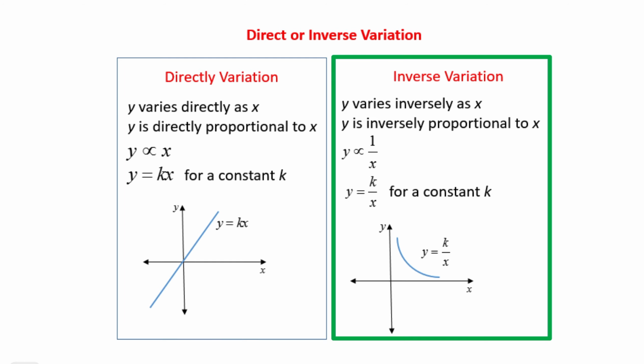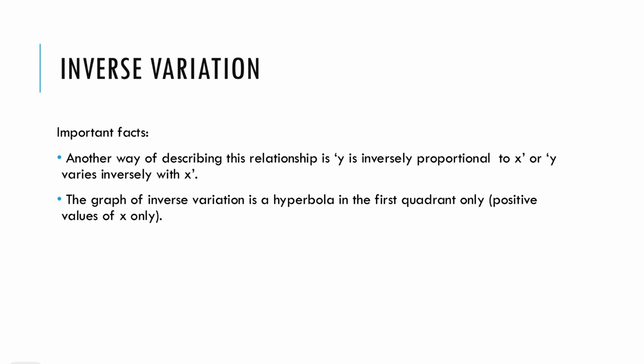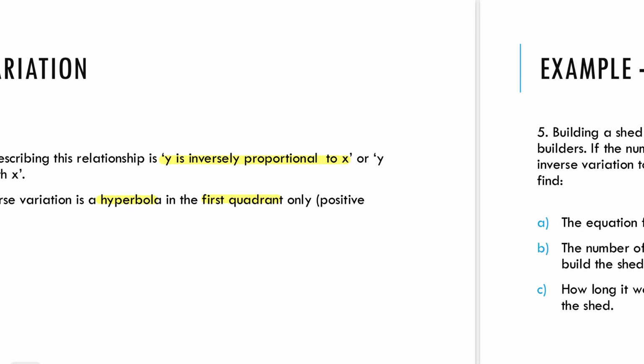Now we're going to move on to inverse variation. So inverse variation is when y is inversely proportional to x and it looks like a hyperbola. So notice that our hyperbola here is 1 over x. Now in this instance, our k value actually belongs on the numerator. And you can see here it makes a hyperbolic shape in that first quadrant. Important facts to know. Another way of describing this relationship is y is inversely proportional to x, or vice versa. So here the graph of inverse variation is a hyperbola and it is in that first quadrant.